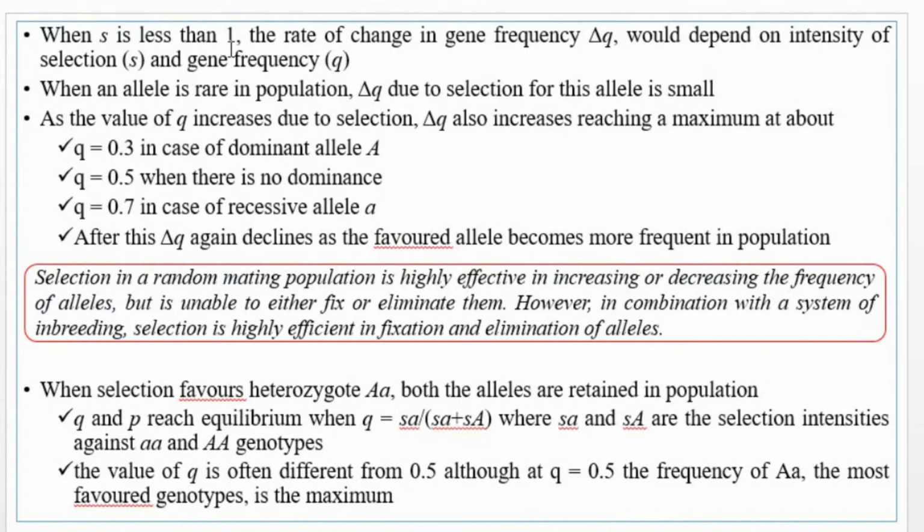The intensity of selection S and gene frequency Q will determine the changes in the gene frequency delta Q. When an allele is rare in population, delta Q due to selection for this allele is small. यदि very rare allele छ भने, यदि frequently available allele हो भने delta Q becomes larger हुन्छ। It is very rare so it cannot be found out easily. Rare means it cannot be found out easily, and so the delta Q becomes very small. As the value of Q increases due to selection, the delta Q also increases, reaching a maximum at about Q equal to 0.3 in case of the dominant allele A, Q equal to 0.5 when there is no dominance, and Q equal to 0.7 in case of recessive allele a. After this, delta Q again declines as the favored allele becomes more frequent in populations.